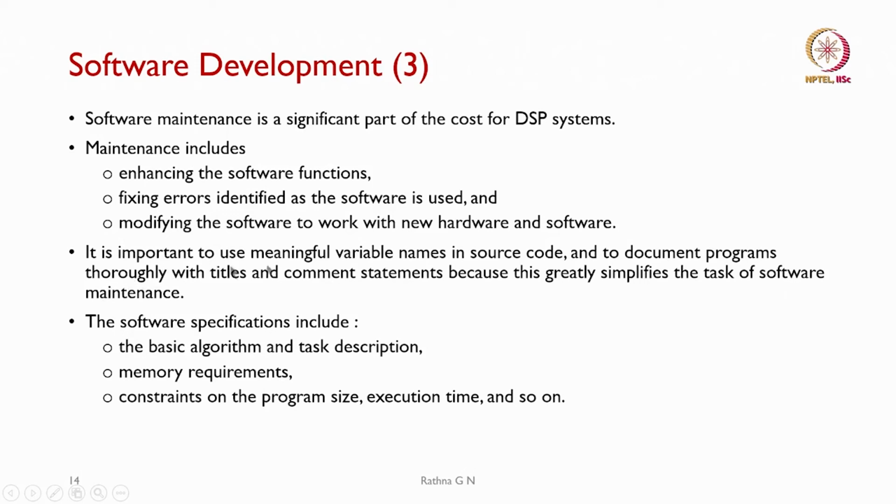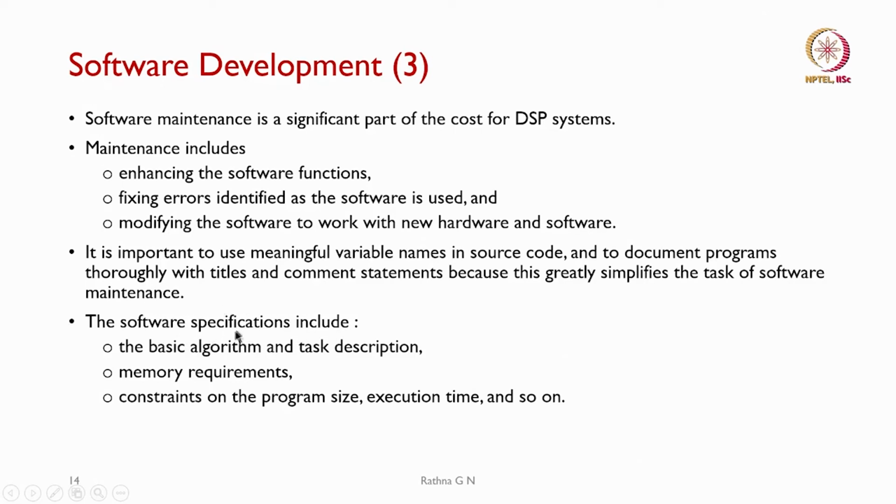So, it is important to use meaningful variable names in source code and document programs thoroughly with the titles and comment statements, because this greatly simplifies the task of software maintenance. It is not just writing and then leaving it, or solving our own problem or a math problem. We have to document how it has been done, so it will be easy for someone else to take over and then continue from that, so that it need not have to be repeated.